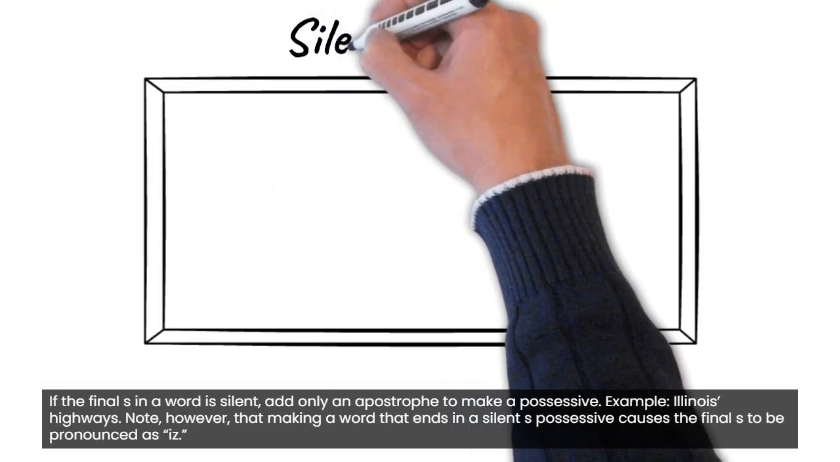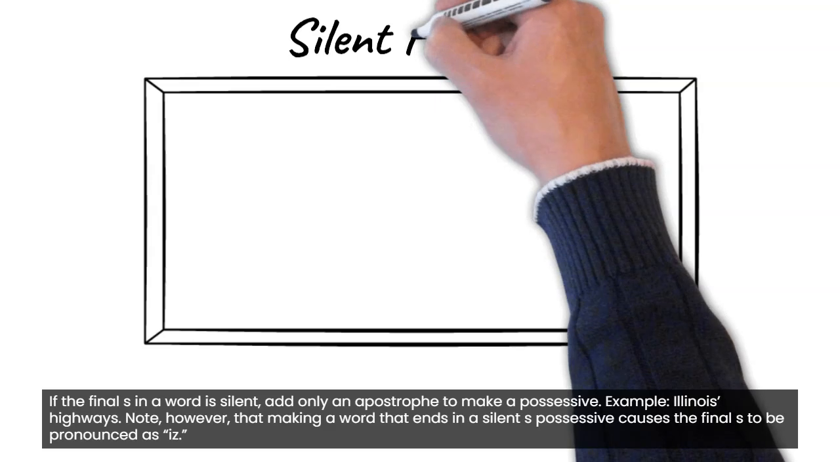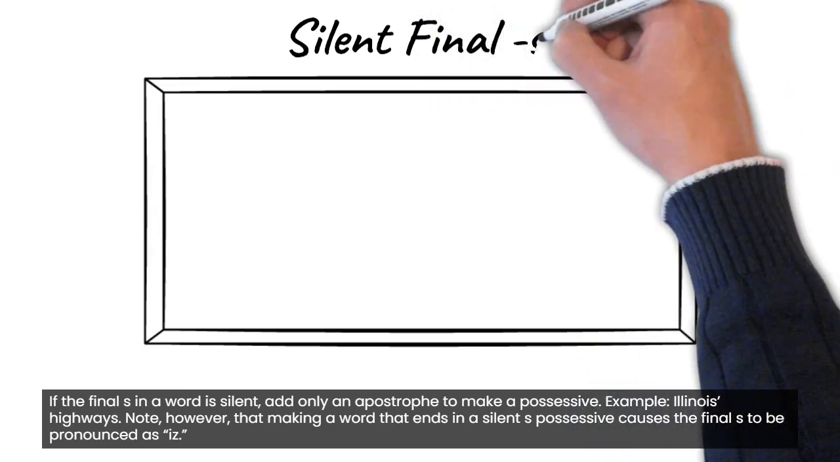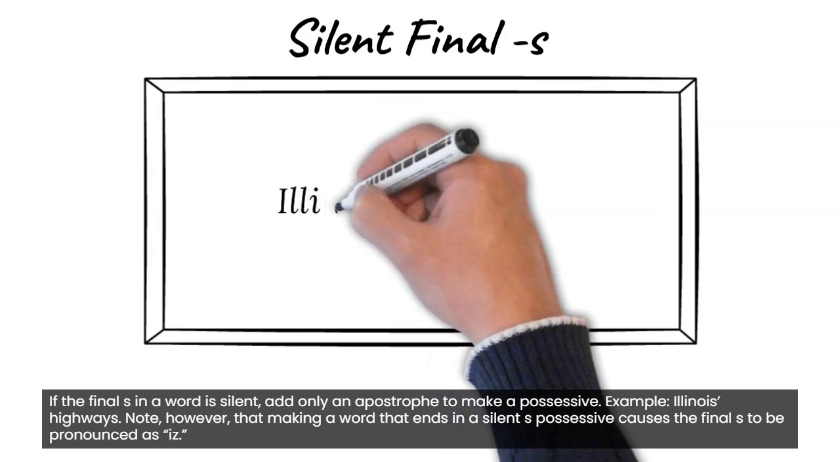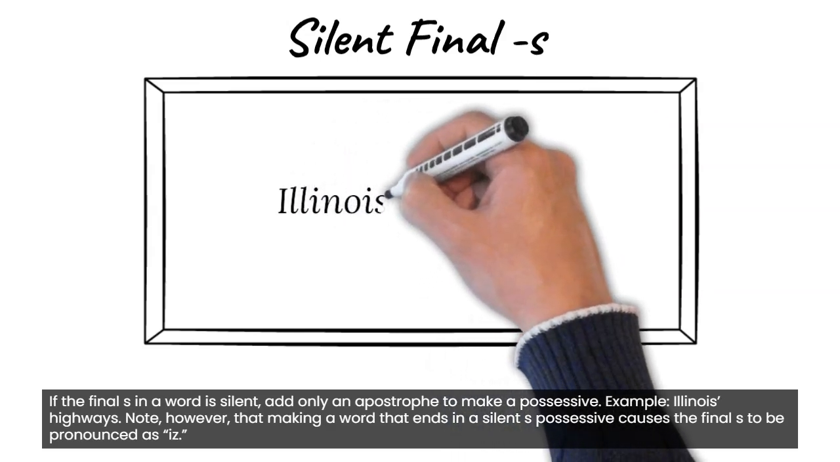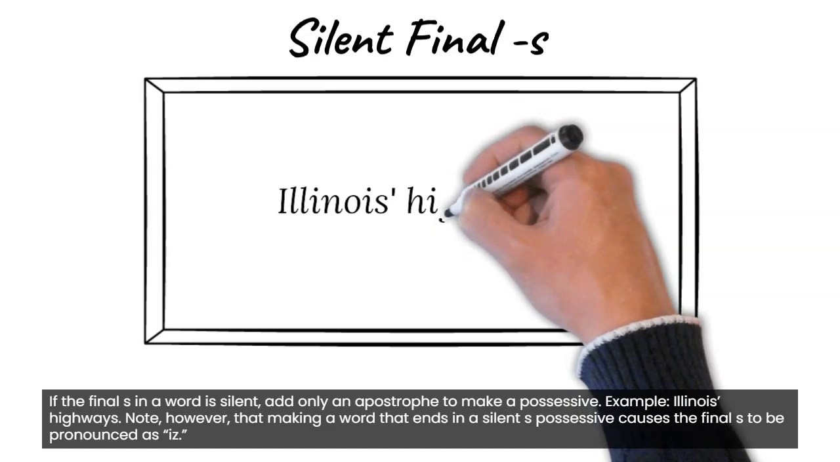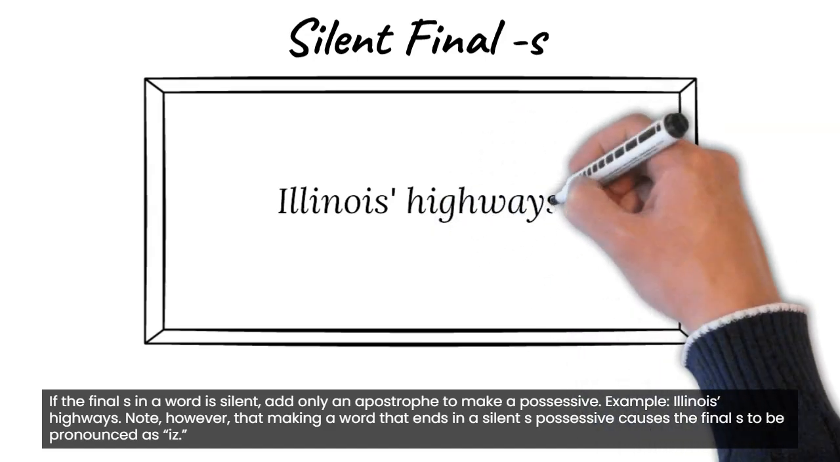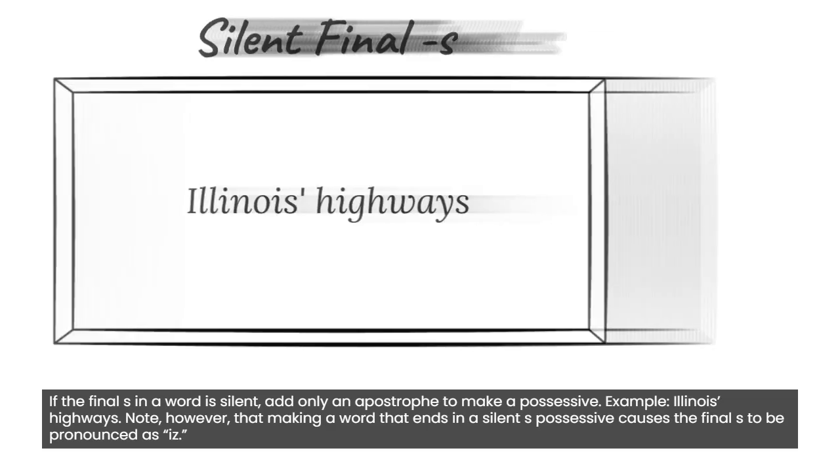If the final S in a word is silent, add only an apostrophe to make the possessive. Example: Illinois' highways. Note, however, that making a word that ends in a silent S possessive causes the final S to be pronounced as is.